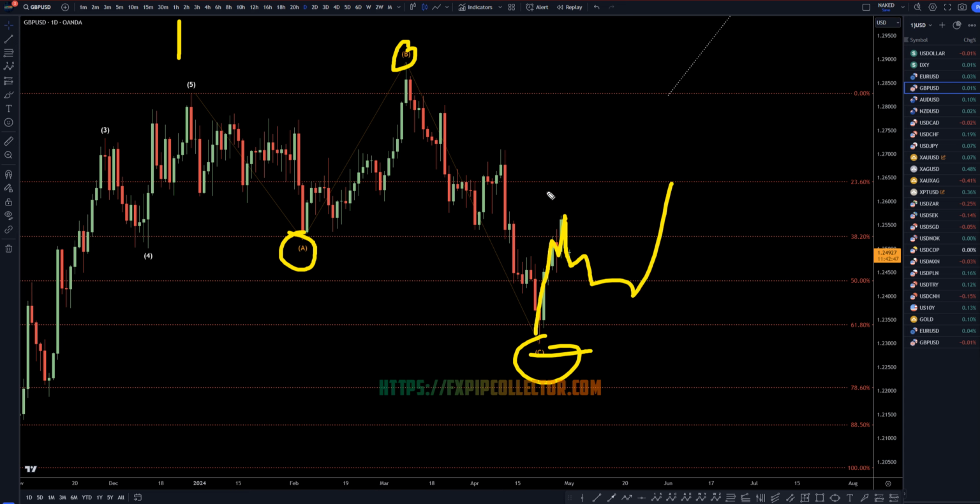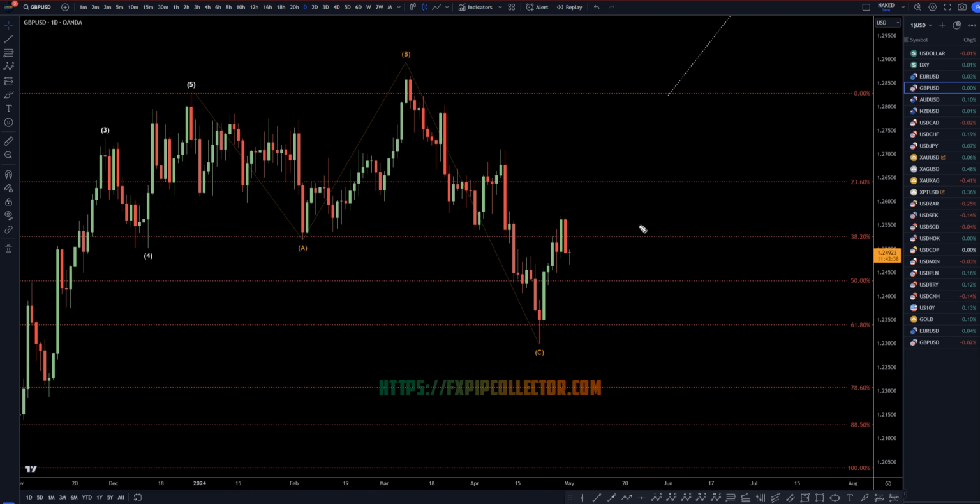I think this is either going to go up for an ABC correction, which is definitely possible. And if it is an ABC, then it definitely will turn back down. Or possibly it really is a 1, 2, 3, and this really is the bottom right here, and it really is going to start that big wave 3 uptrend like I was showing on the weekly and monthly time frames.